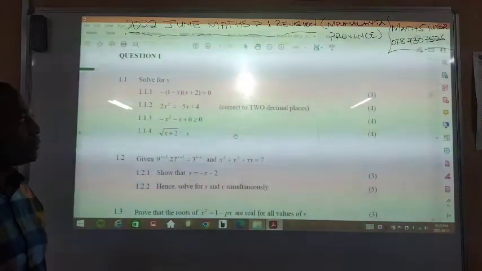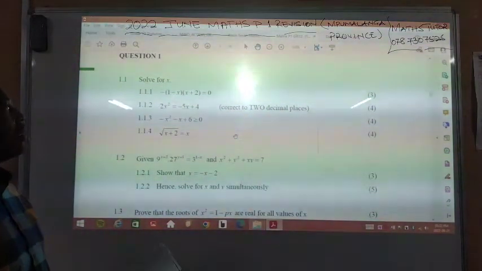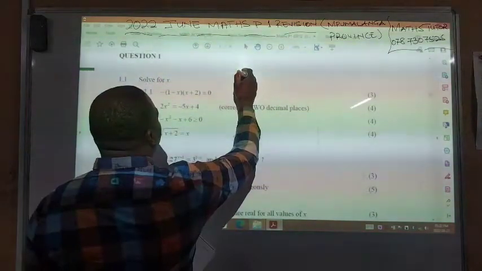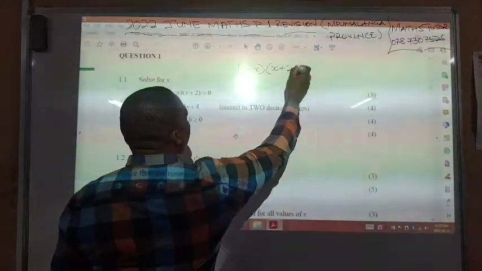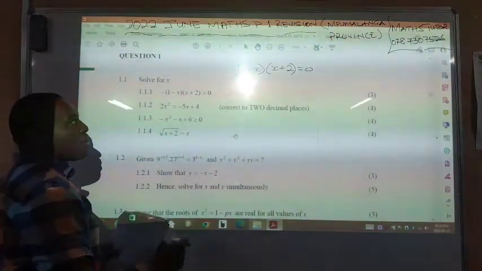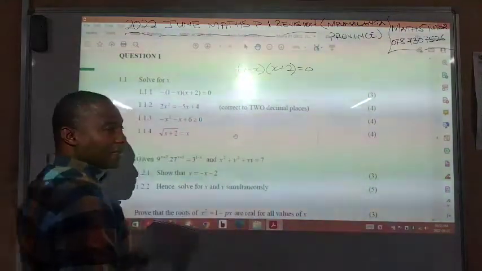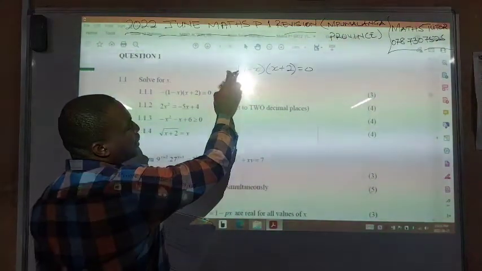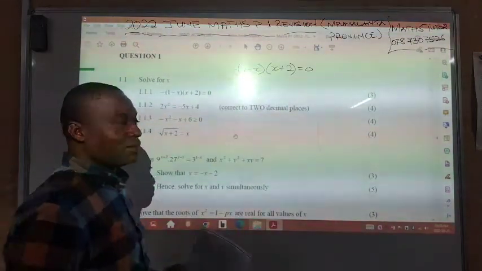Right, question number 1, we are given an equation. We are asked to solve the equations. The first one is minus into 1 minus x into x plus 2 is equal to 0. Now if you check this equation, the factorization has been done. On the right side it's 0, so half the work has been done. All what the examiner wants to check is how do you deal with this negative.